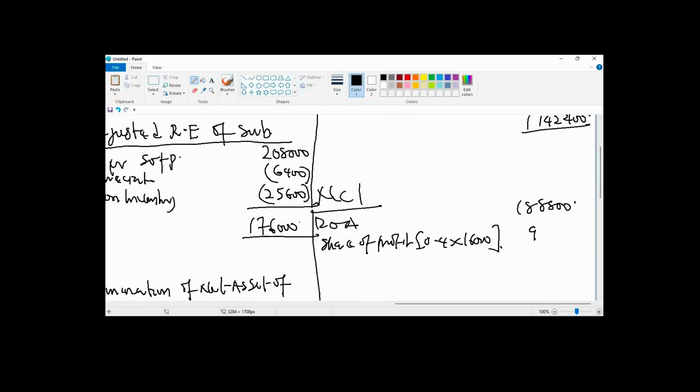What was the figure for this? 188,800 plus 6,400 is 195,200. With this, we are slotting in the figure, and everything will balance.